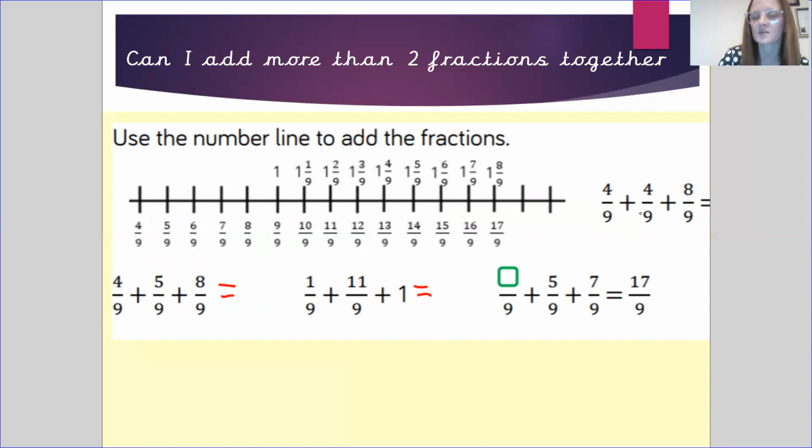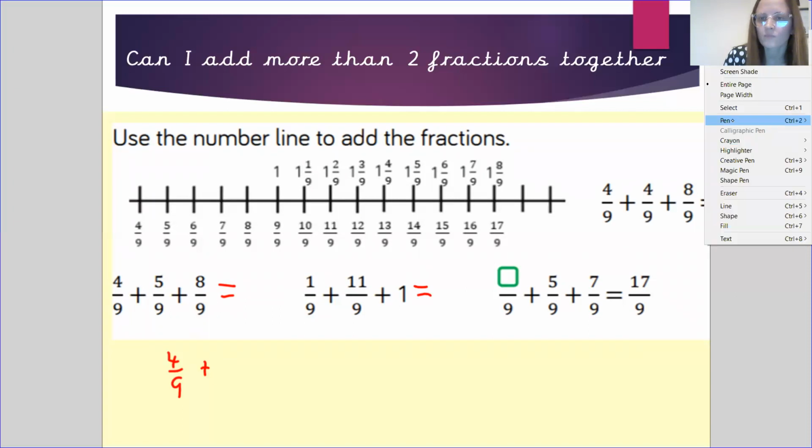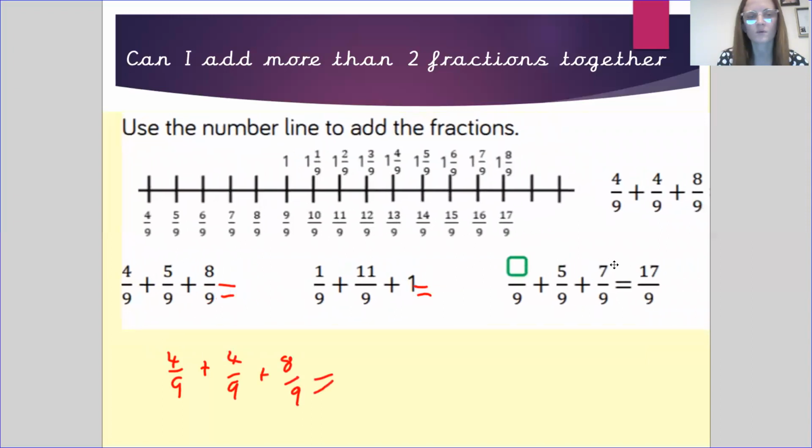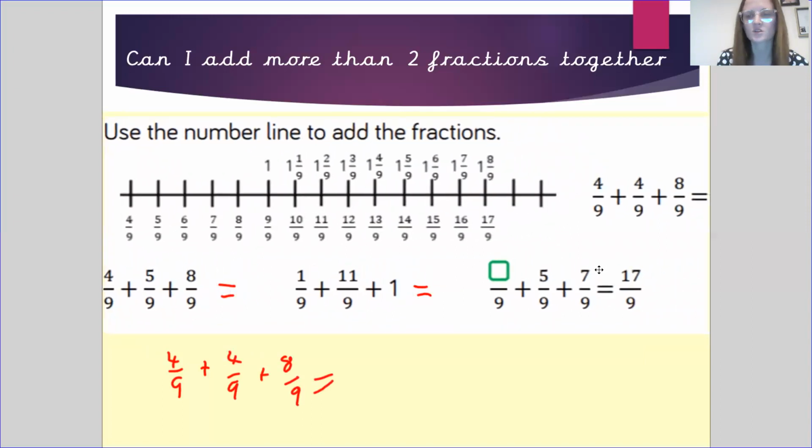And this one here is obviously a little bit further in, but it does say 4/9. So I'm going to just rewrite it here. 4/9 plus 4/9 plus 8/9. That is the question that's up there. So pause the video now and see if you can answer these 4 questions, and then I will go through the answers with you. Sorry. Let me actually just move it over for you. Okay.